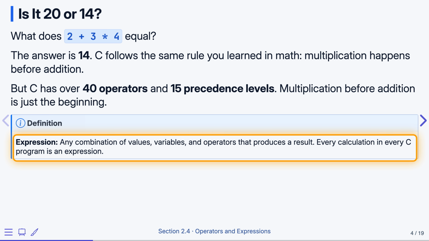Let's define the key word. An expression is any combination of values, variables, and operators that produces a result. Every calculation in every C program is an expression.